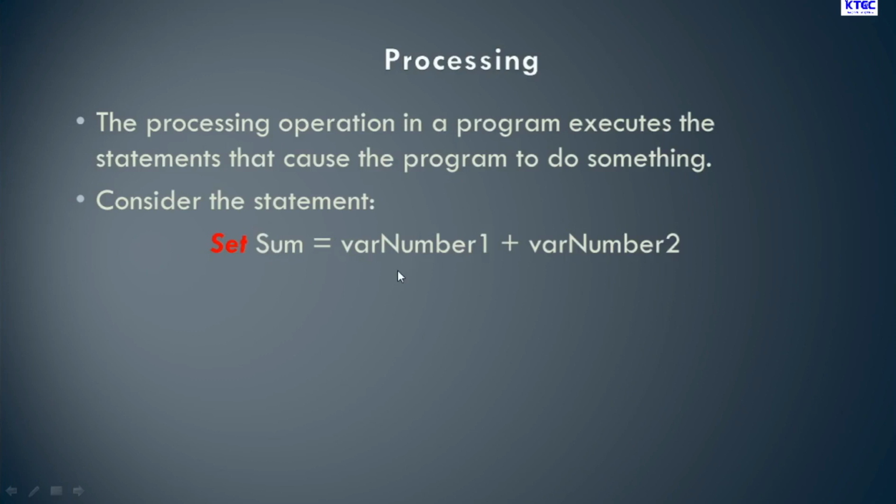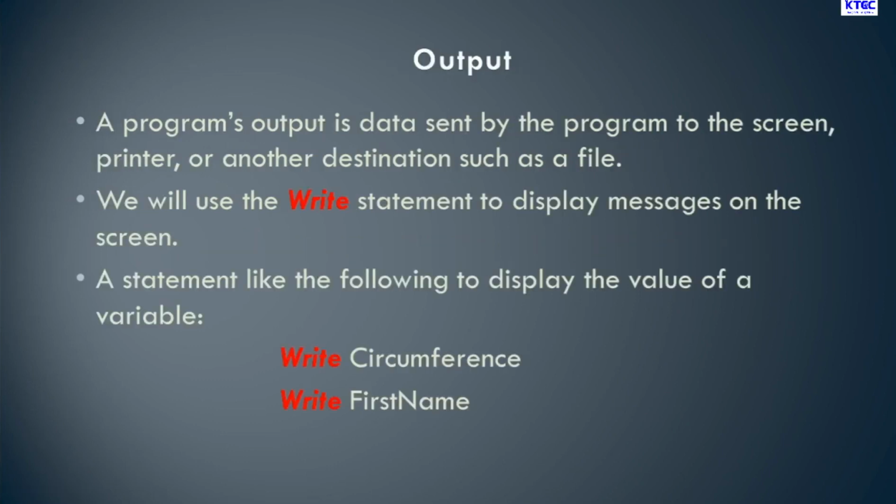When something is happening to the data we've given, or the input we've given to the computer, it means it is being processed. Now let's look at output. The program's output is the data sent by the program to the screen, printer, or another destination such as a file. So an output can be something displayed on your screen, or something you print out from the computer, or maybe another file which you can copy from one location to another, after doing whatever you want with it.